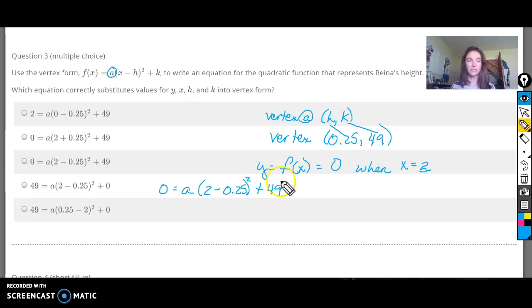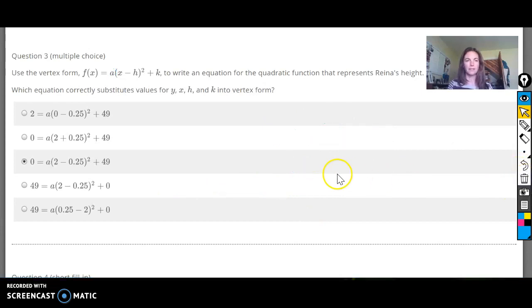Okay, and so that is, I've got to make sure we've got it all right. 2 minus 0.25 squared plus 49. Don't miss a negative in there. And make sure you've got your k values in the right place. Okay, so that works for that one.